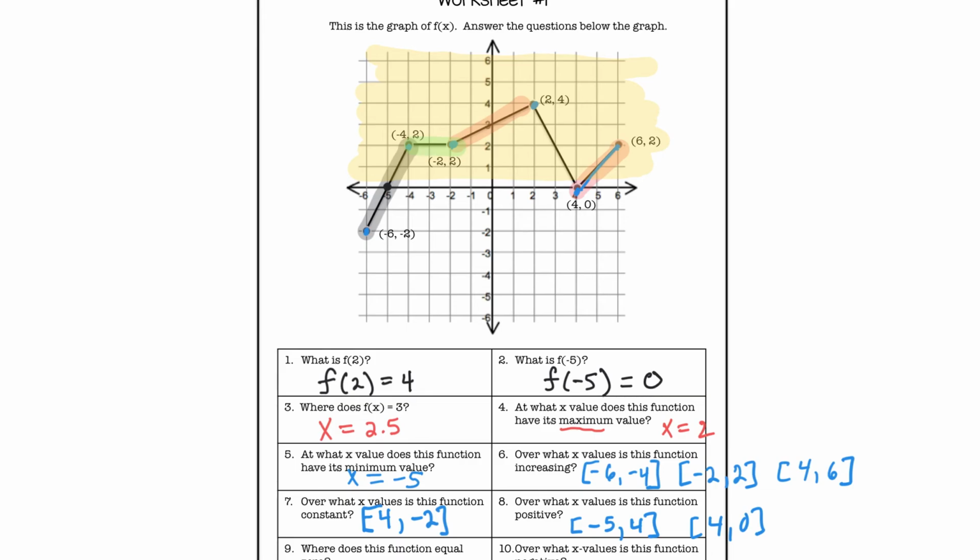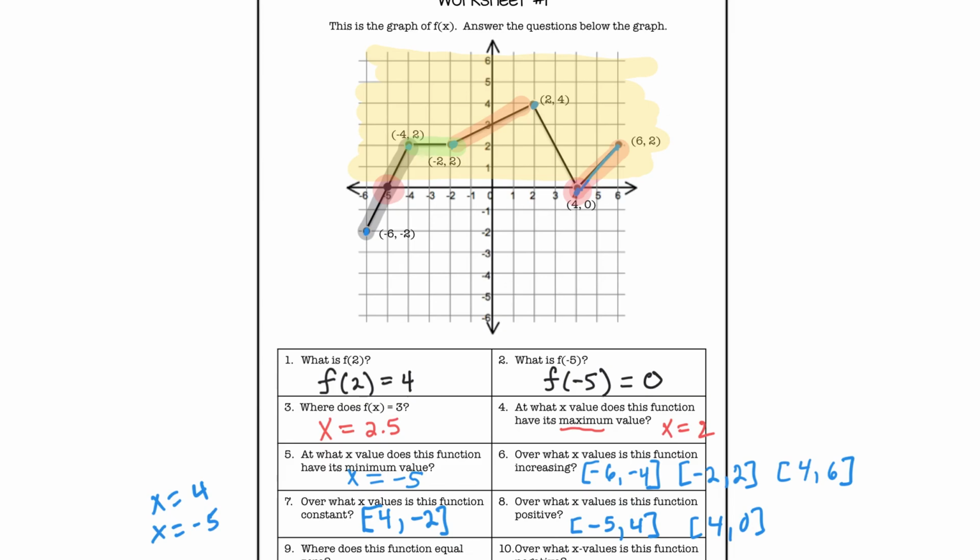Number 9, I don't know if you can see the question. It says, where does this function equal 0? Actually, there's 2 places where this function equals 0. It equals 0 here, which is at -5, and it equals 0 at 4. So there's actually 2 places. So it's at x equal -5 and x equal 4.